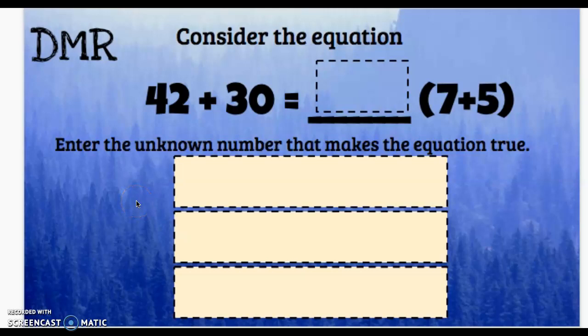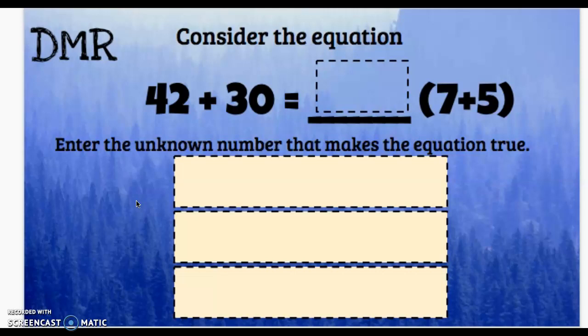So I'm sitting here looking at this problem for today for DMR. It says consider the equation 42 plus 30 equals something, parentheses 7 plus 5. Well, I'm sitting here thinking to myself, when do I see parentheses and then two numbers being added or of some sort?